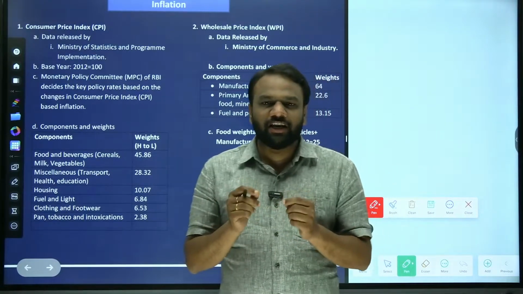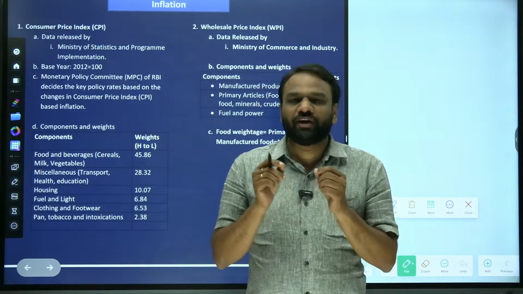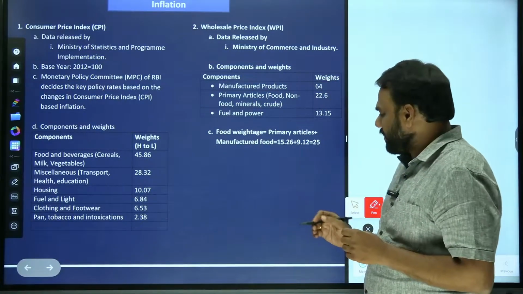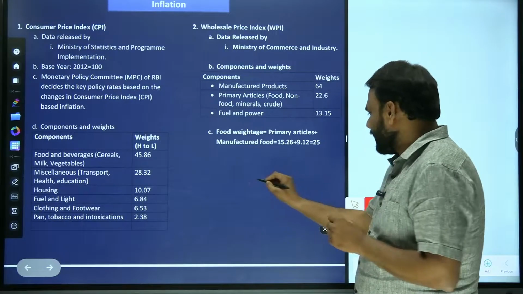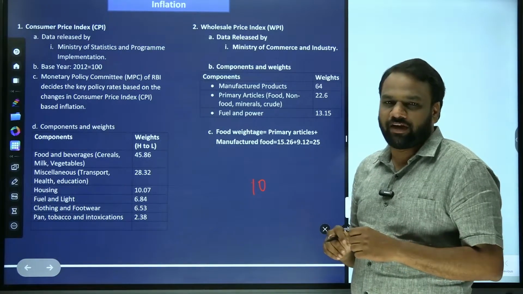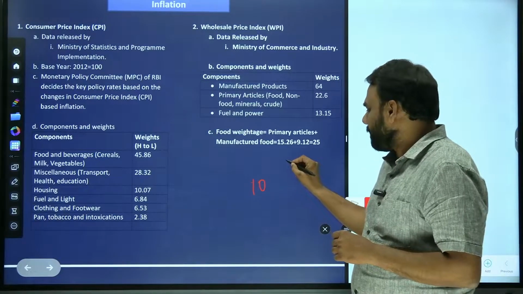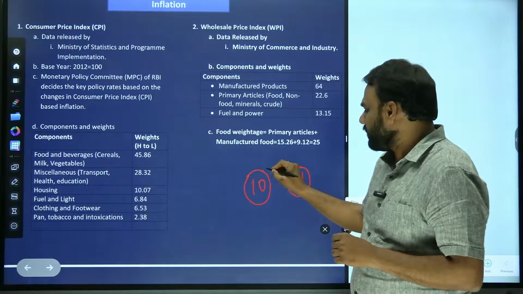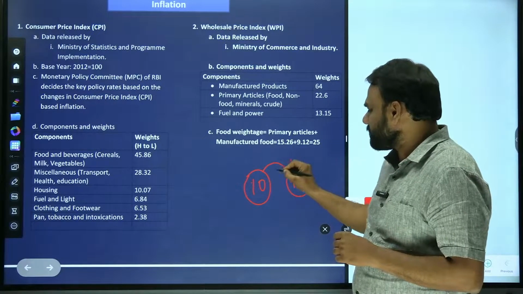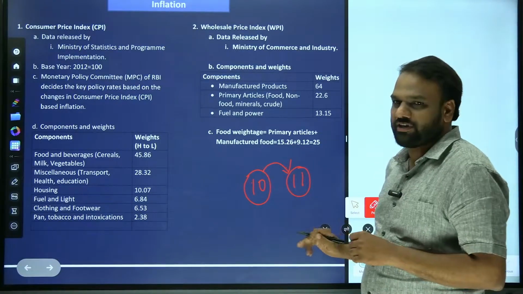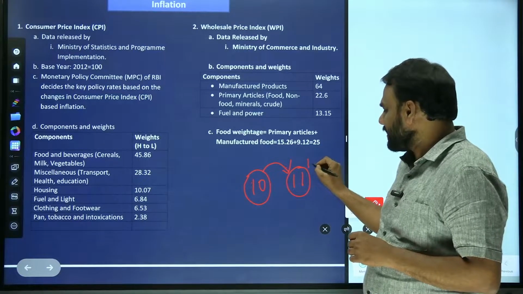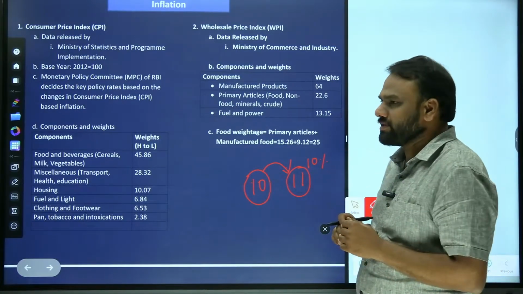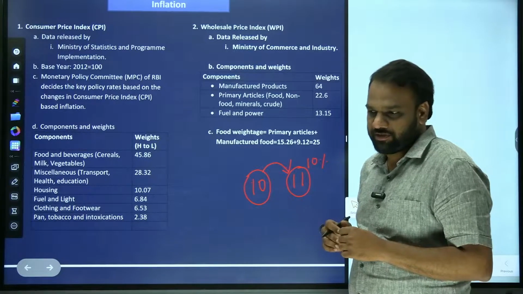Inflation is the general rise in the price of commodities. That is called inflation. For example, a pen costs 10 rupees in the month of January. In the month of February, the pen costs increases to 11 rupees. So this increase in the price of the pen or a commodity is called inflation. So what is the rate of increase? It is 10%. Initially the price was 10 rupees. Now it has become 11 rupees. So the inflation is 10%.